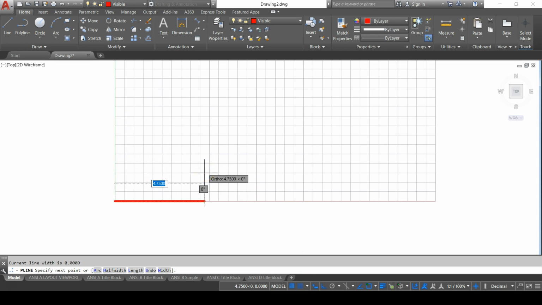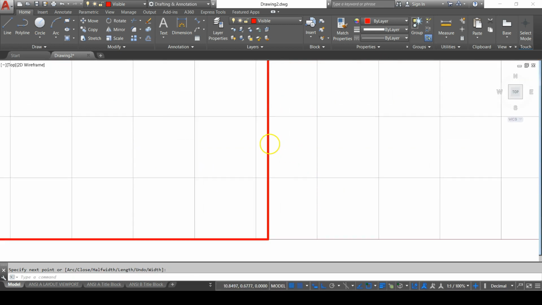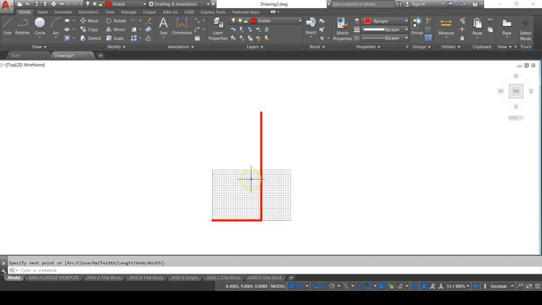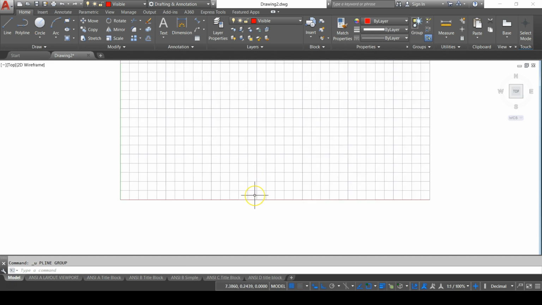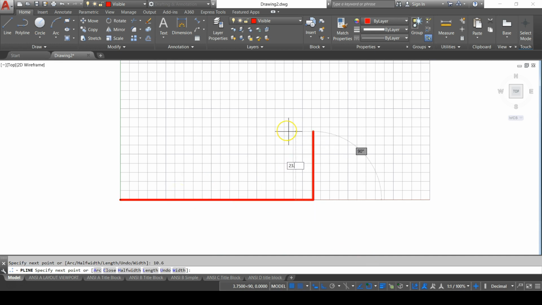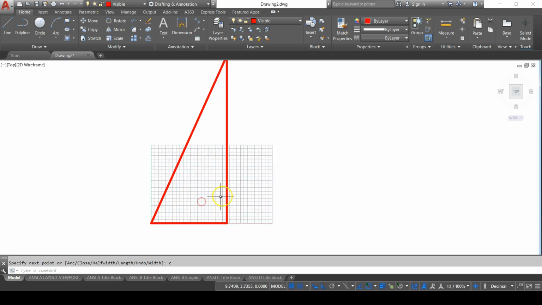For my 10.6, I'll do that horizontally. And then my 23.5, I'll do vertically. And I did not mean to get out of the polyline command, so I'll redo that really quick. So polyline, I'll start at the origin. I'll do 10.6, 23.5. And I can close my rectangle. I actually don't even need the hypotenuse to draw this triangle. I can hit close in AutoCAD, the C key on your keyboard, to finish it off.